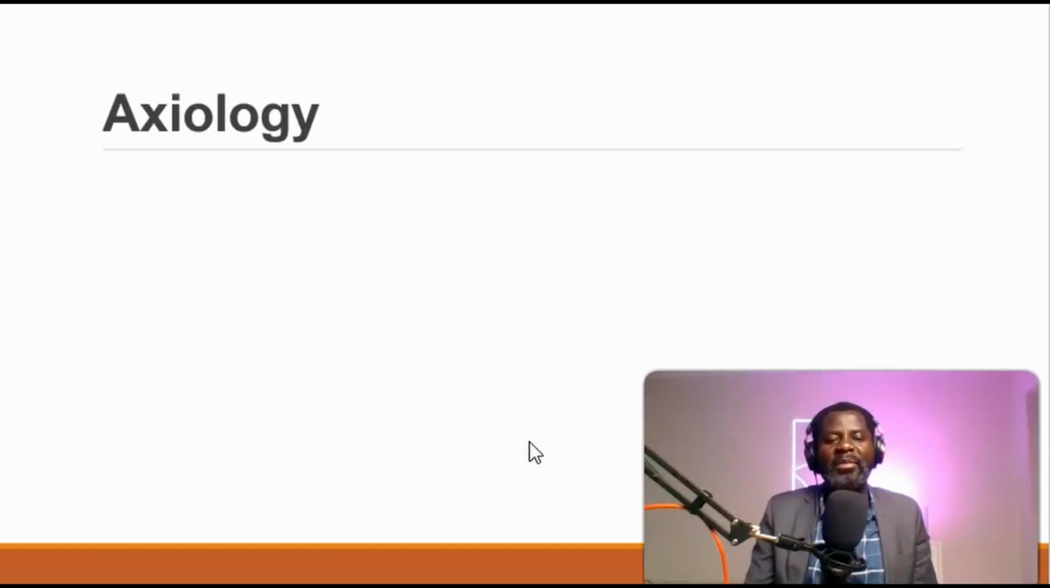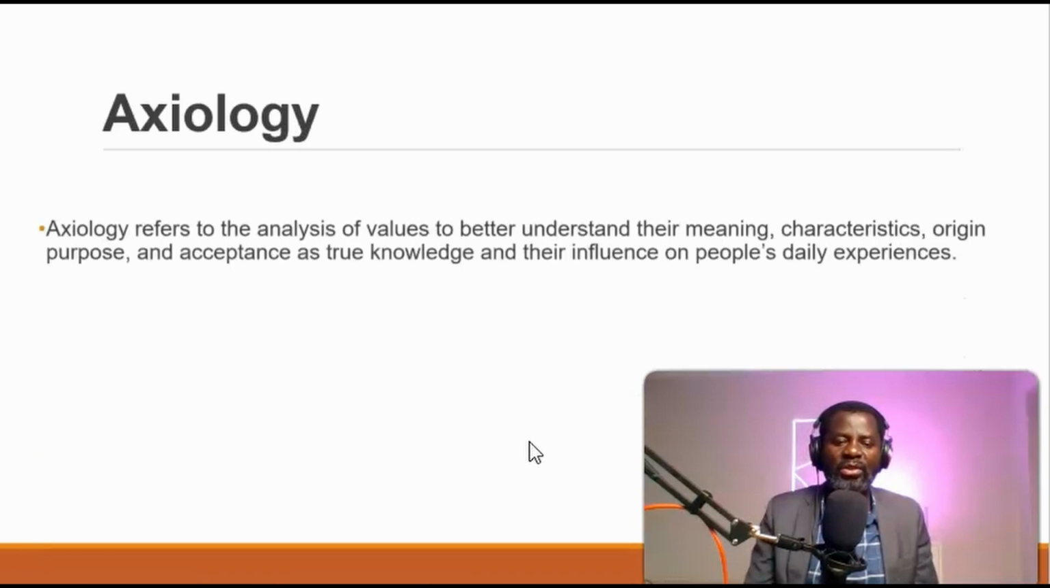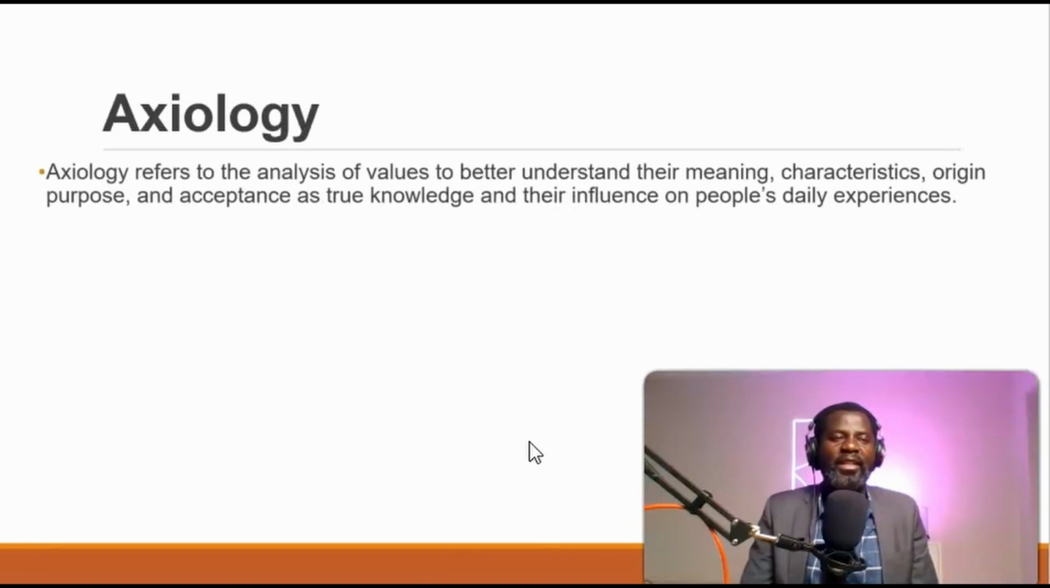Okay, let's talk about axiology in the indigenous research methodologies or paradigms. To begin with, axiology refers to the analysis of values to better understand their meaning, characteristics, origin, purpose, and acceptance as true knowledge and their influence on people's daily experiences.